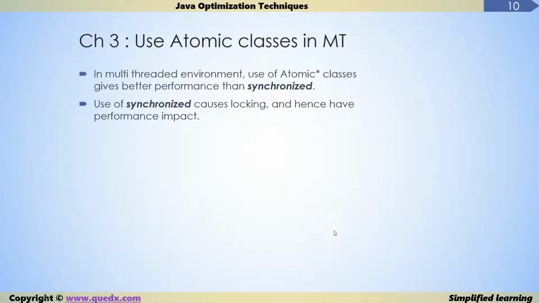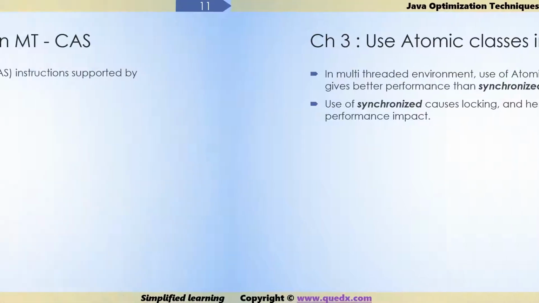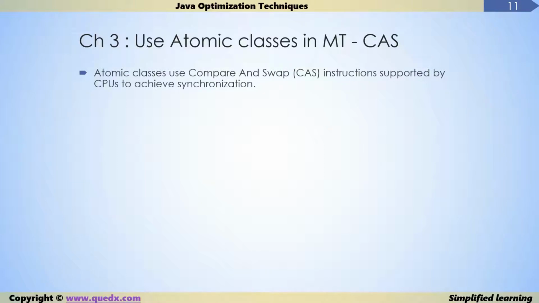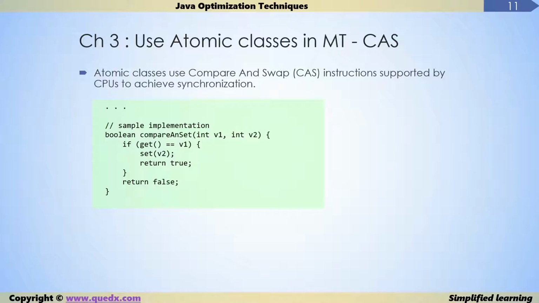Let's take a close look at what atomic classes are and how they function. Atomic classes use compare and swap instructions supported by CPUs to achieve synchronization. CAS is done in 3 steps. First, it gets the current value. Then it compares this value with V1. If it is the same, then the current value is updated with the value V2. Else, it does nothing. Here is a sample implementation for CAS.